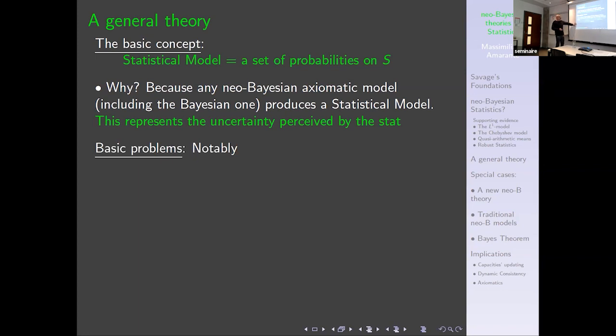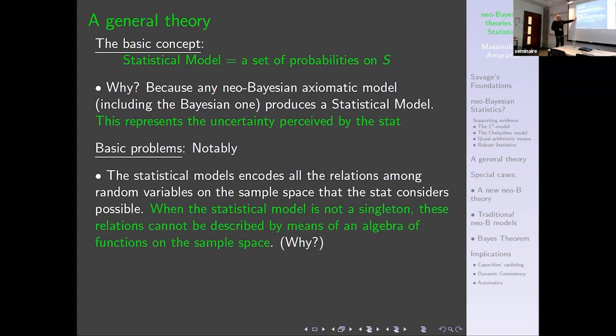Once you start in this way, there are typically two problems that pop up. One is that saying that you're uncertain about a certain probabilistic description of the world means that there are certain relations among random variables on the sample space that are associated with the statistical methods. The first problem, it's not really a technical problem, is that these relations cannot be encoded in an algebra of functions unless you have only one probability.